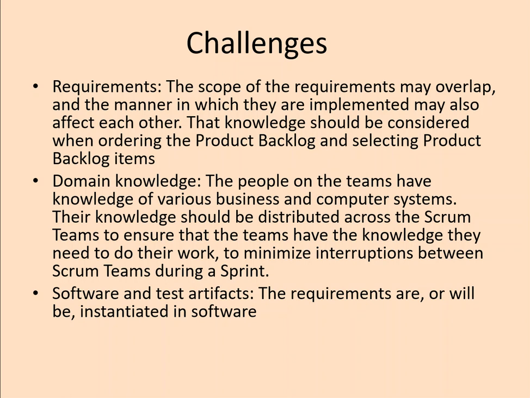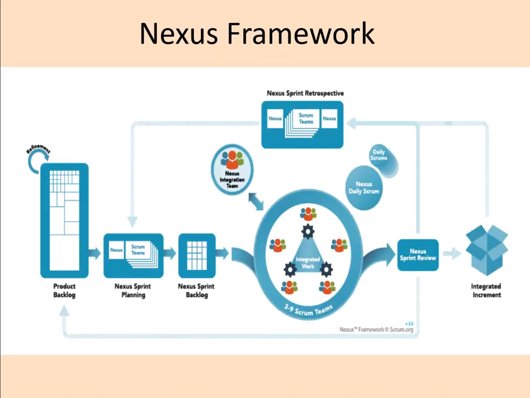And what about the domain knowledge? The people on the teams have knowledge of various business and computer systems. Their knowledge should be distributed across the Scrum teams to ensure that the teams have the knowledge they need to do their work. And finally, the software and test artifacts. The requirements are or will be instantiated in the software.